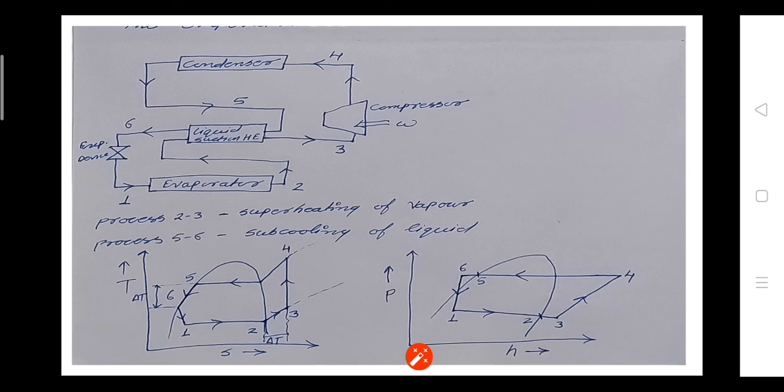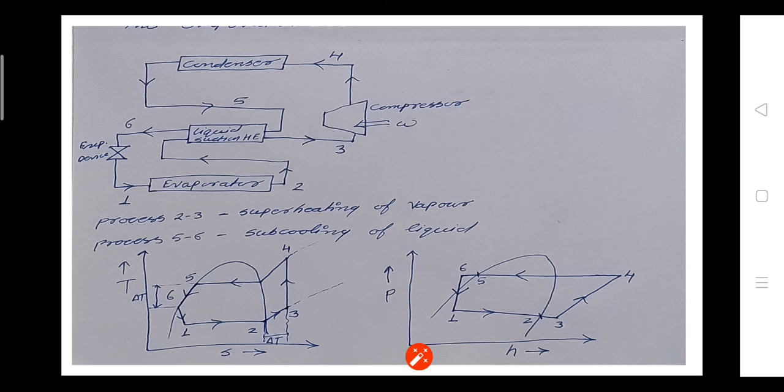The subcooling of this liquid of the condenser is done, and the superheating of the vapor is also done. The process 2 to 3 is the superheating of vapor, and the process 5 to 6 is the subcooling of the liquid. If you see the TS diagram and the PS diagram, that is 1 2 3 4 5 6. 1 to 2 is the evaporating process, 2 to 3 is the superheating, 3 to 4 is the compressor, 4 to 5 is condensing, 5 to 6 is the subcooling of the liquid.